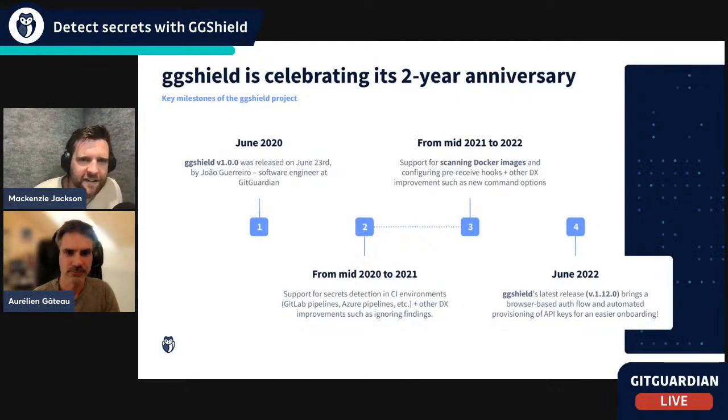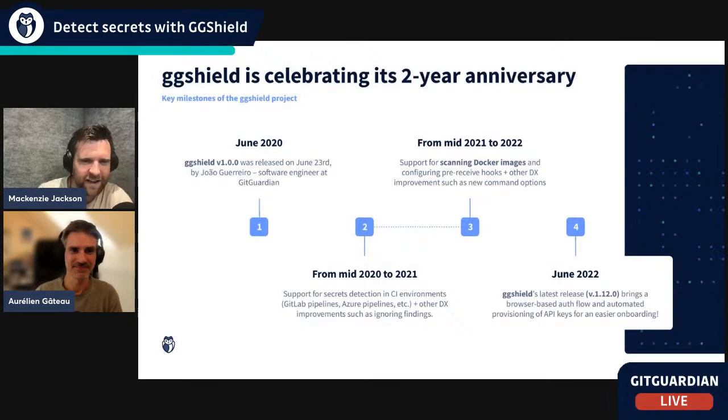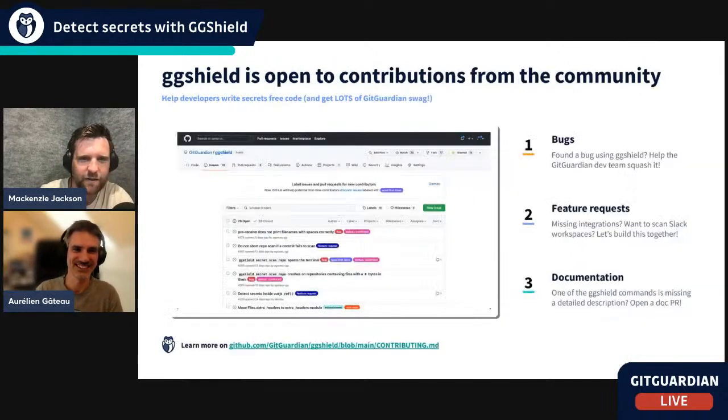So we're celebrating our 2nd year anniversary. I think we just crossed 1,000 stars on GitHub. So congratulations, everyone, Olion, for that big milestone. If you're feeling so kind, you can find ggshield on GitHub and give it a star. The marketing team will love you for that. GitHub stars are a bit like currency sometimes.